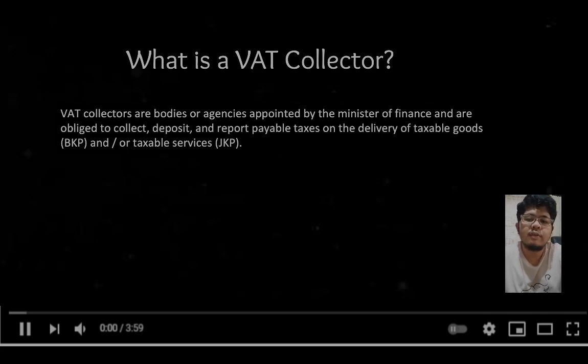So, first, what is a VAT collector? VAT collectors are bodies or agencies appointed by the Minister of Finance and are obligated to collect, deposit, and report payable taxes on the delivery of taxable goods or taxable services. In Indonesia, we know it as BKP or JKP.